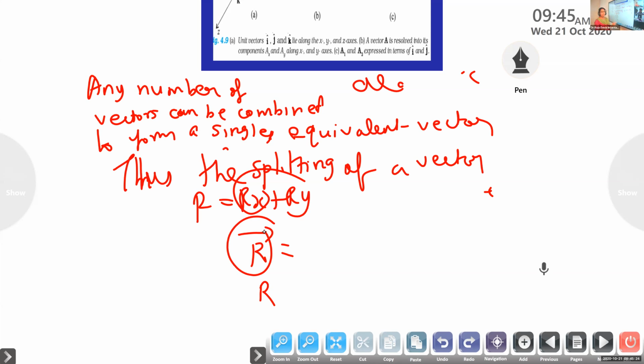For that, we apply a system using unit vectors. What is a unit vector? I have taught you types of vectors: collinear, coplanar, unit. So what do you mean by unit vector?